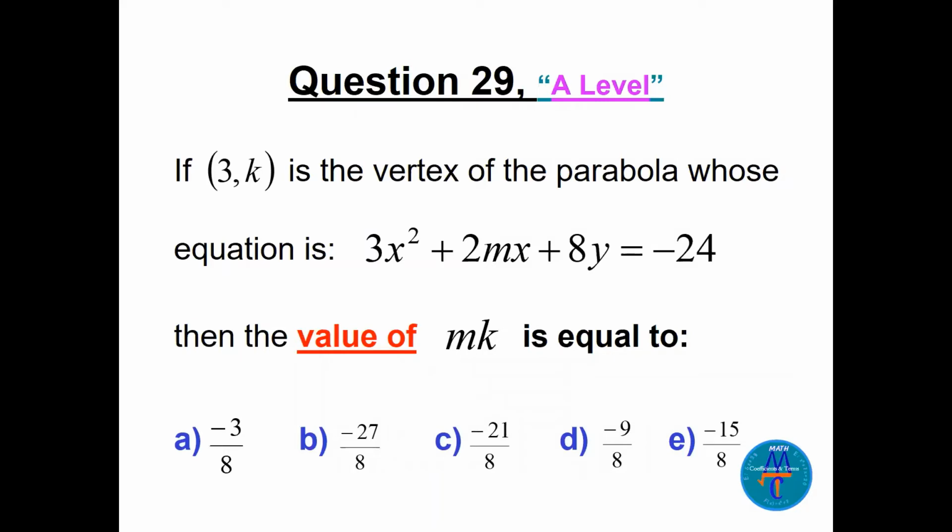If (3, k) is the vertex of the parabola 3x squared plus 2mx plus 8y equals minus 24, find the value of m times k. This is a multiple choice question.